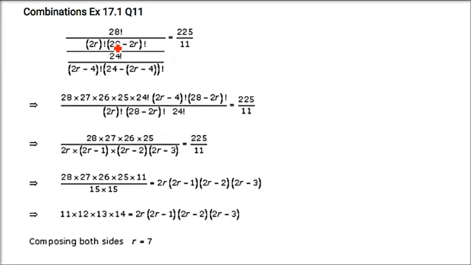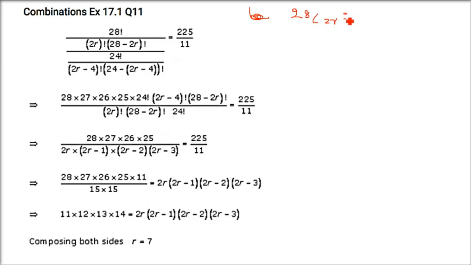Same thing we are going to do here. We have 28C2r : 24C2r-4 is equal to 225 by 11. It is going to be factorial 28. What is the question? Let me just write you the question.